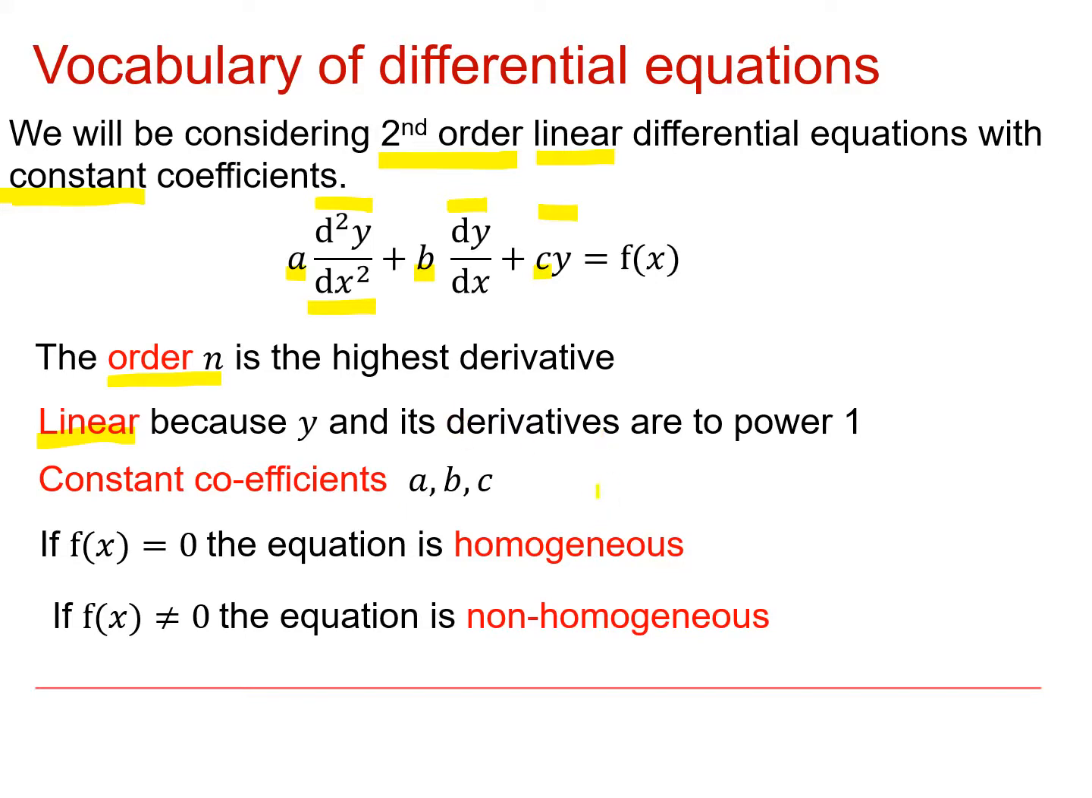Finally, we need to understand the terms homogeneous and non-homogeneous. This function on the right-hand side, well, if that is just 0 on the right-hand side, we say that the equation is homogeneous, and if that's non-zero, it's non-homogeneous.